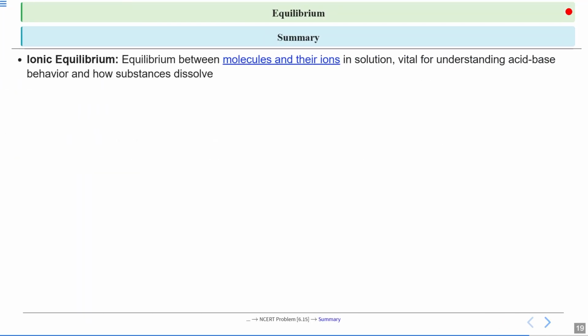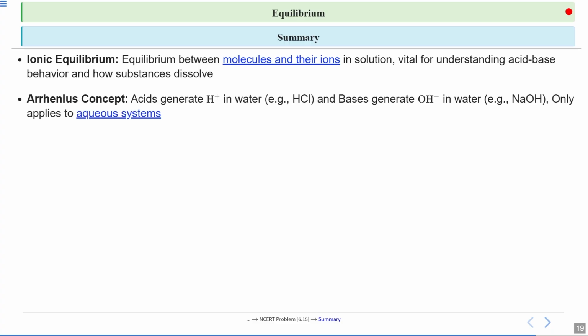So we can summarize today's lecture. First of all, we saw ionic equilibrium. It is that state where the dissociated and undissociated parts have an equal concentration because the rate of dissociation equals the rate of association. After that, we saw the Arrhenius concept, where he said that species which donate H plus are termed acids and species which donate OH minus are termed bases, and this can only be applied to the aqueous system.